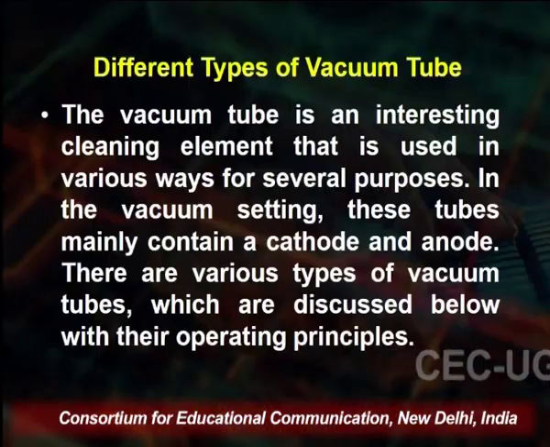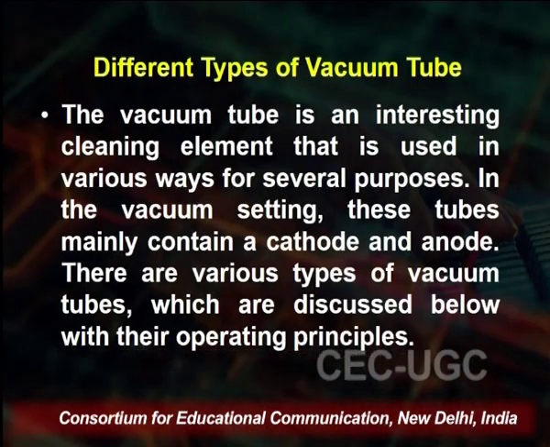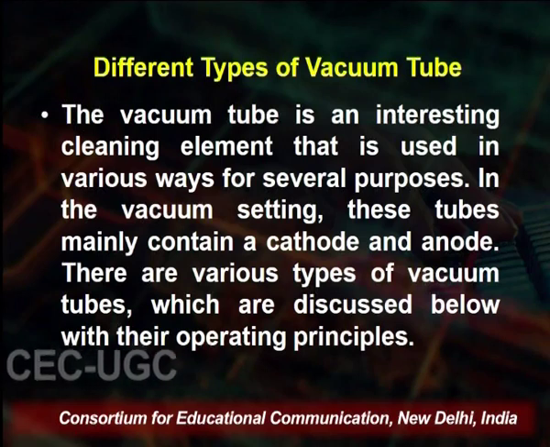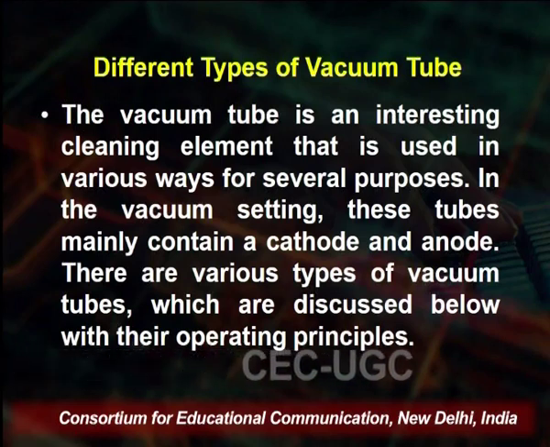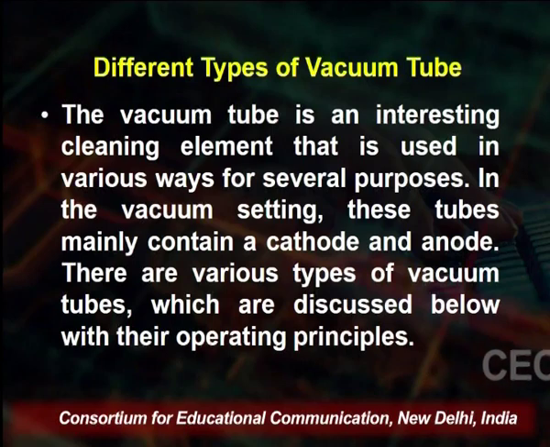Next, we will discuss the different types of vacuum tube. The vacuum tube is an interesting element that is used in various ways for several purposes. These tubes mainly contain the cathode, anode and the grid that will control the flow of electrons. There are various types of vacuum tubes which we discuss here.